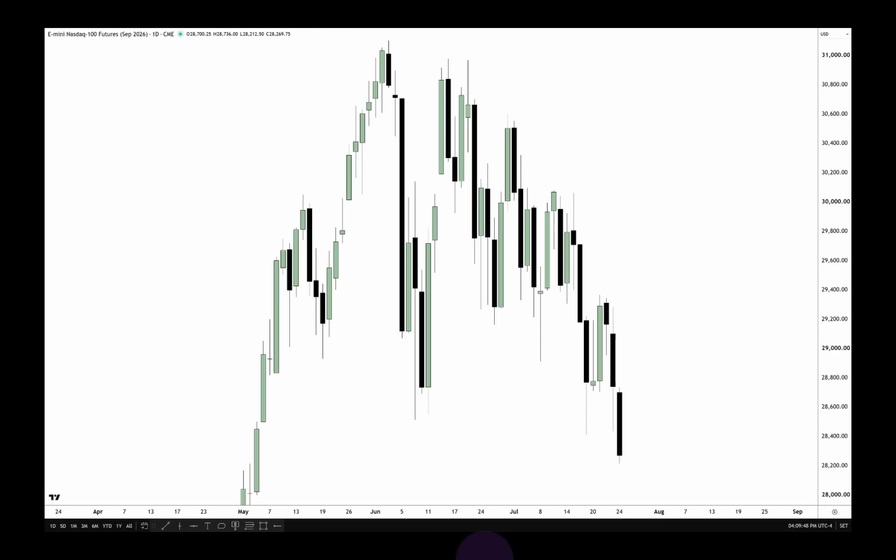So we're looking at the daily chart here for NASDAQ. This is the September delivery contract for 2026. It is the mini, not micro. All right, so there's nothing on the chart. It's completely naked. And I want to remind you of a few things before we get started.